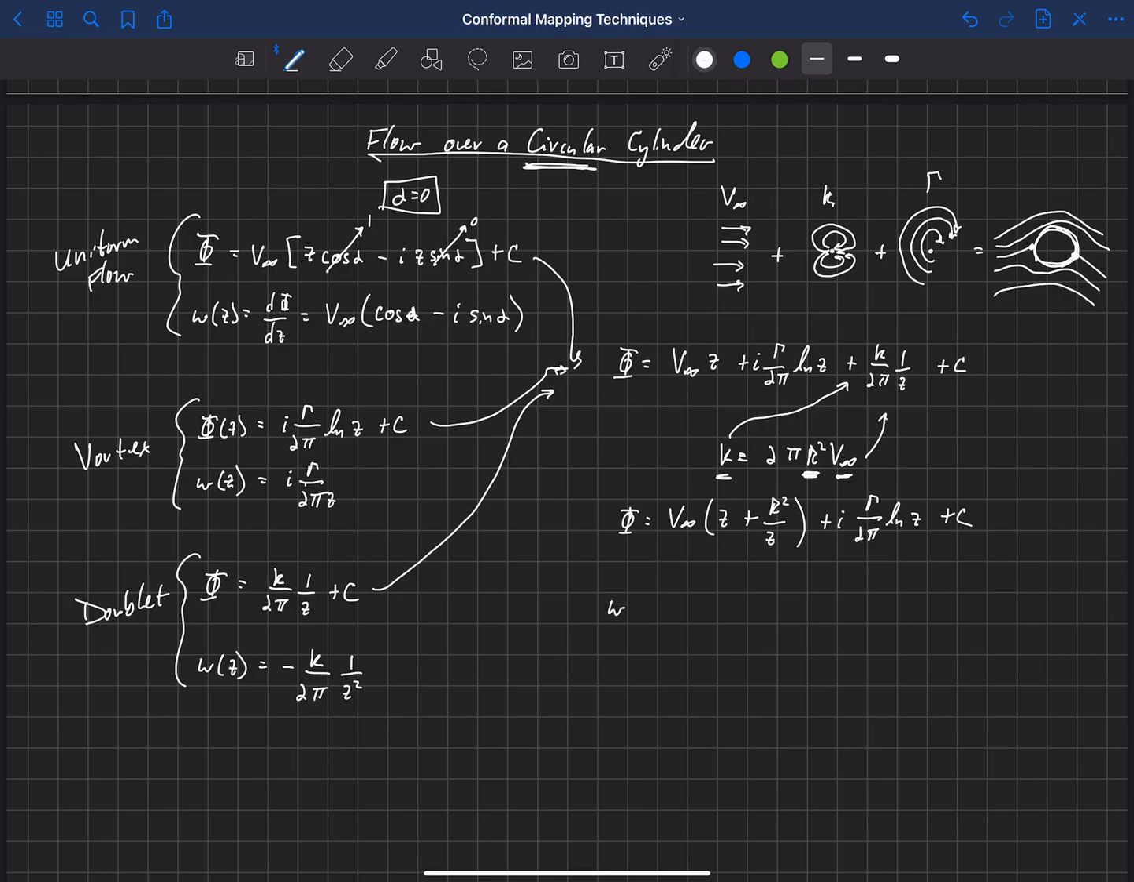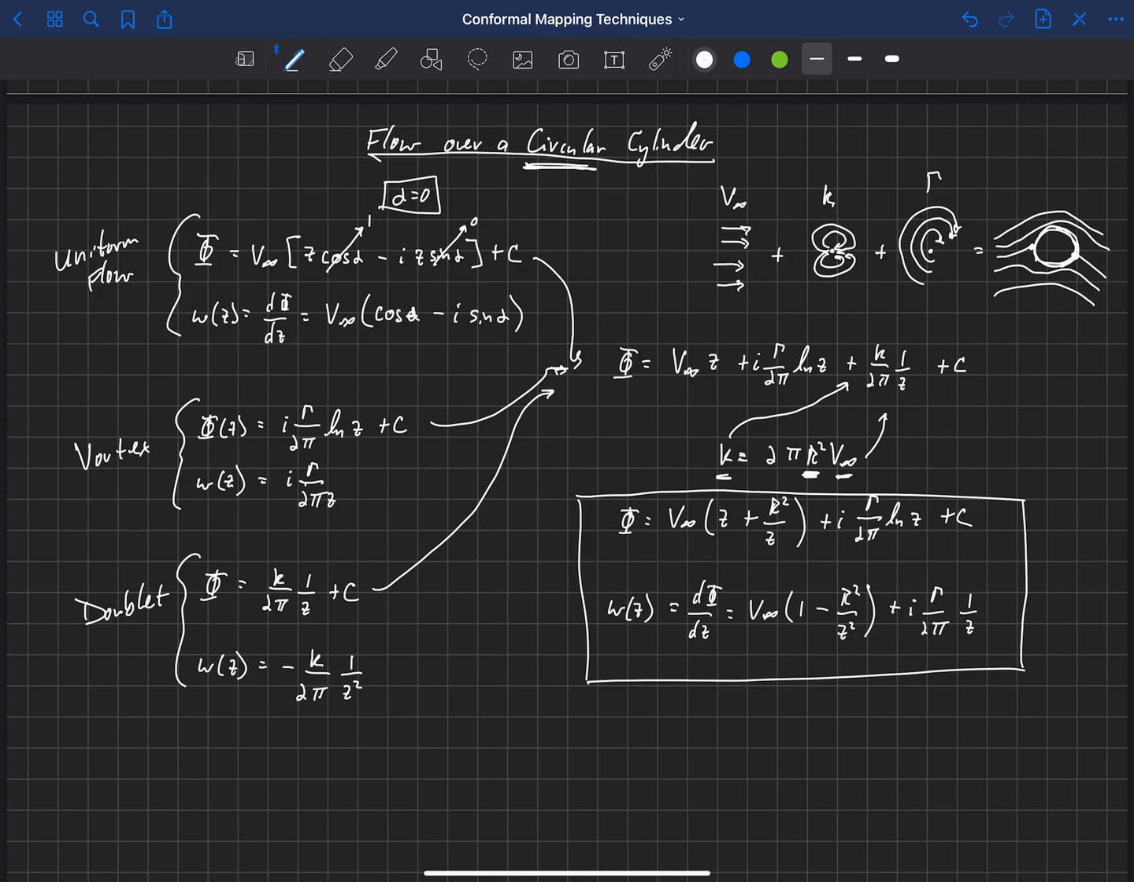Now we can take the derivative of that just like we did before. So W of Z is simply the derivative of phi with respect to Z. And we get V infinity times the derivative of that first term, which is 1. And then we've got a Z in the denominator, so the derivative of that next term is going to be minus R squared over Z squared. Okay, and then plus i times gamma over 2 pi. And then the derivative of natural log of Z is simply 1 over Z, and the derivative of that constant is 0. So this is our final complex potential and complex velocity for flow over a circular cylinder.